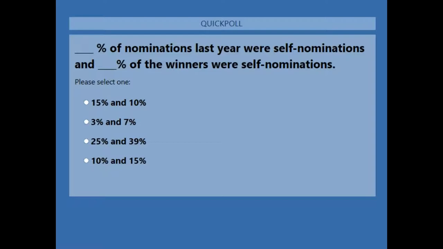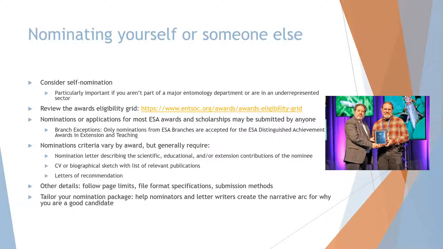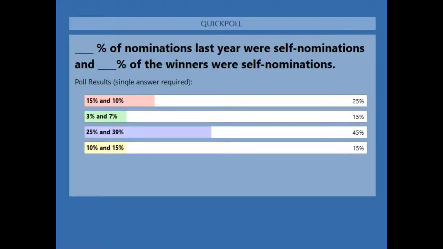All right, how are we doing on those poll results? I'm gonna share them right now. Perfect. All right, so most of you thought 25% self-nominations and 40% self-nomination winners. So the correct answer is actually 15 and 10. So 15% of the nominations last year were self-nominations, and 10% of the winners were self-nominations.